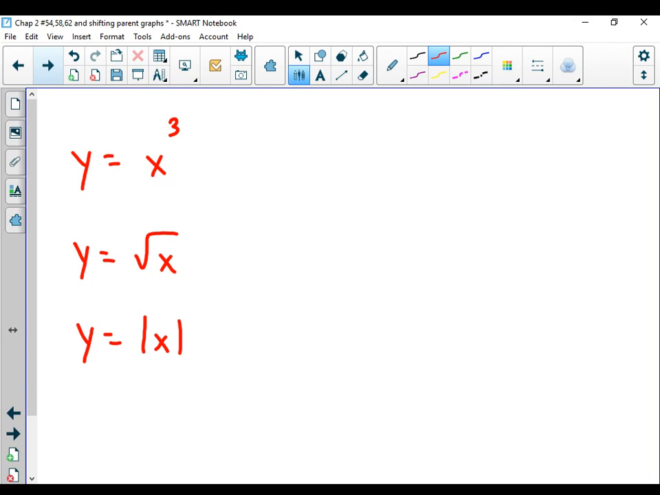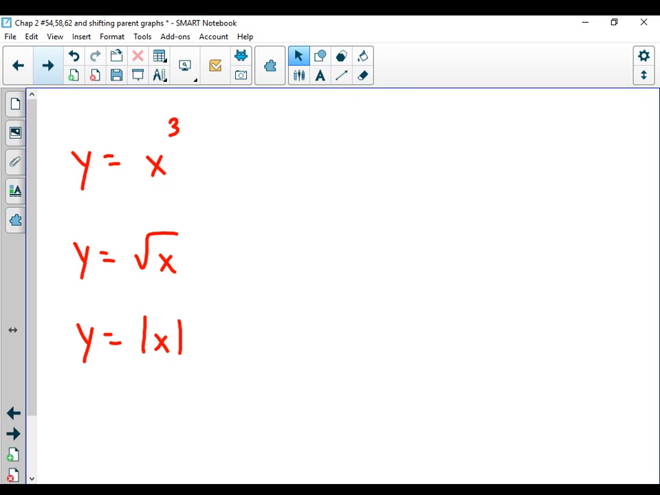Now, as you're doing these, initially you've got to know what those graphs look like. So before we can start moving them around and making changes to them, we got to know what the parent graph looks like. So just like when we started with the parabolas, it's okay to use your calculator for that. Okay, so it's okay to plug it in and see what your graphs look like.